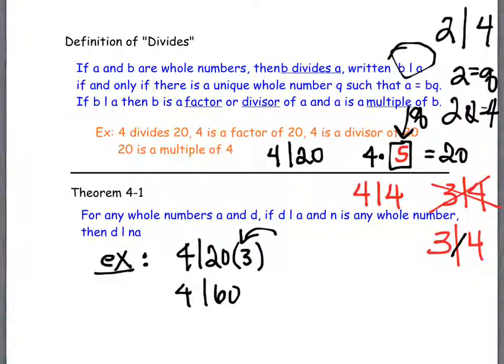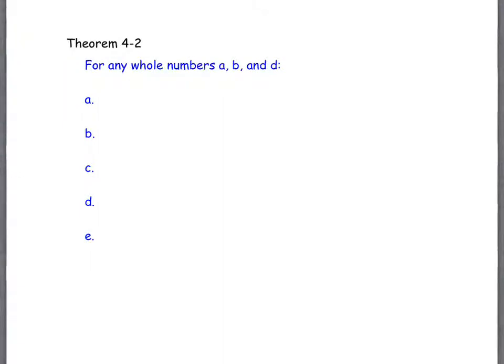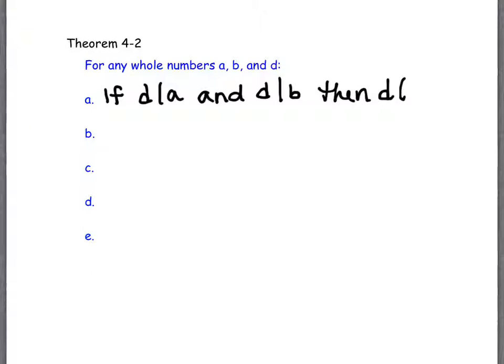All right, next theorem. And there are multiple parts to this one. 5 parts to be precise, right? Okay, let's get the first one written down. So, if D divides A and D divides B, then D divides A plus B.